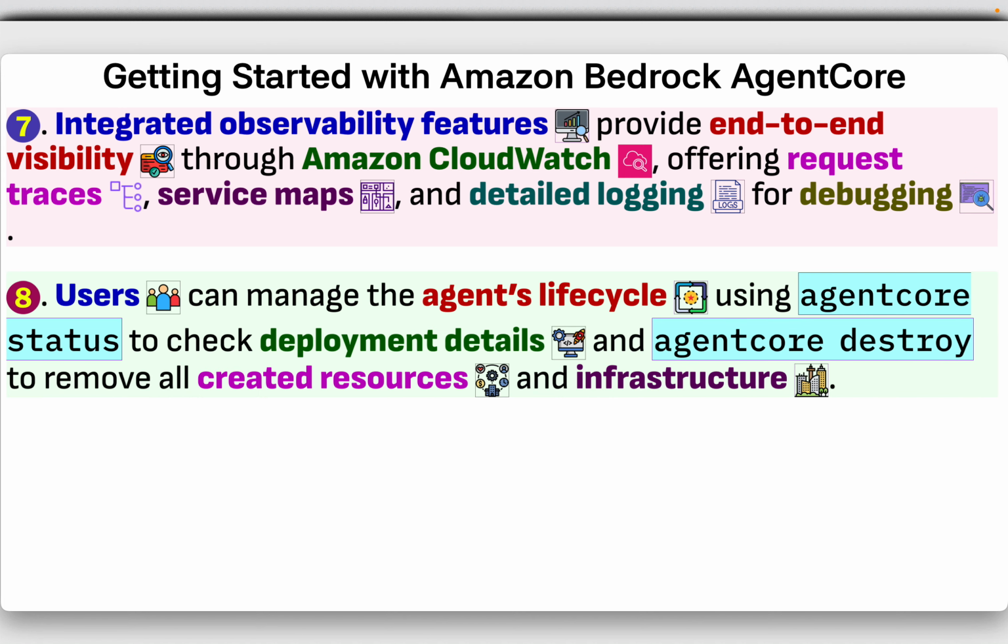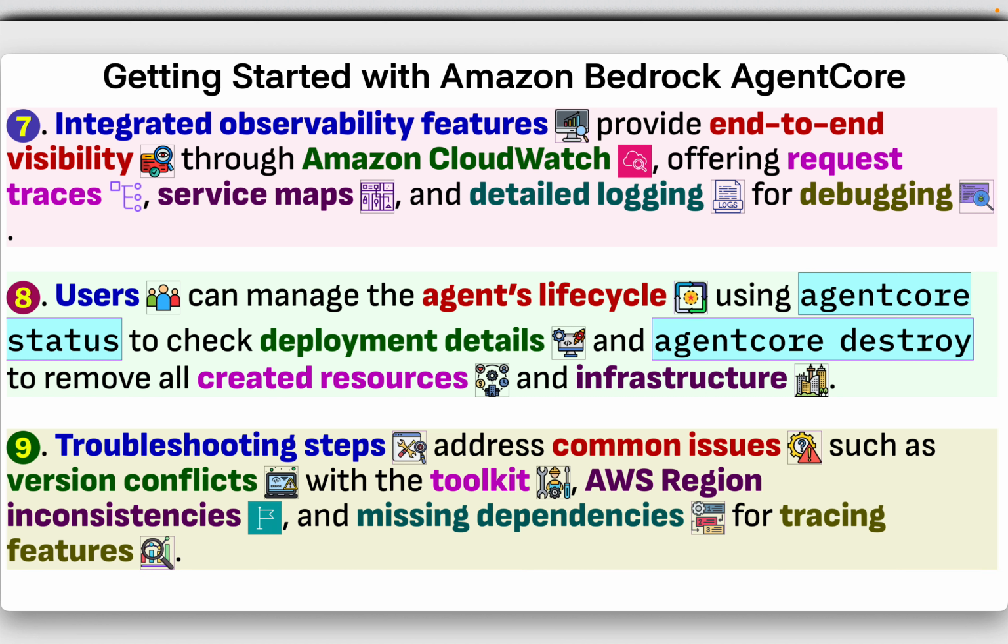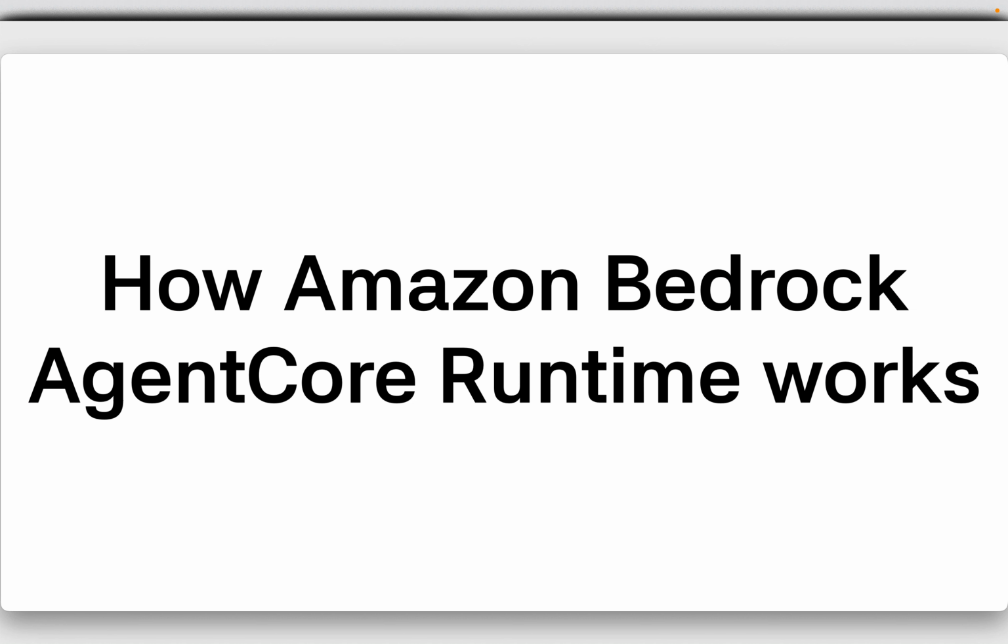Users can manage the agent's lifecycle using AgentCore status to check deployment details and AgentCore destroy to remove all created resources and infrastructure. Troubleshooting steps address common issues such as version conflicts with the toolkit, AWS region inconsistencies, and missing dependencies for tracing features. Next topic is how Amazon Bedrock AgentCore runtime works. So AgentCore runtime is the main service. So we'll see how it works.